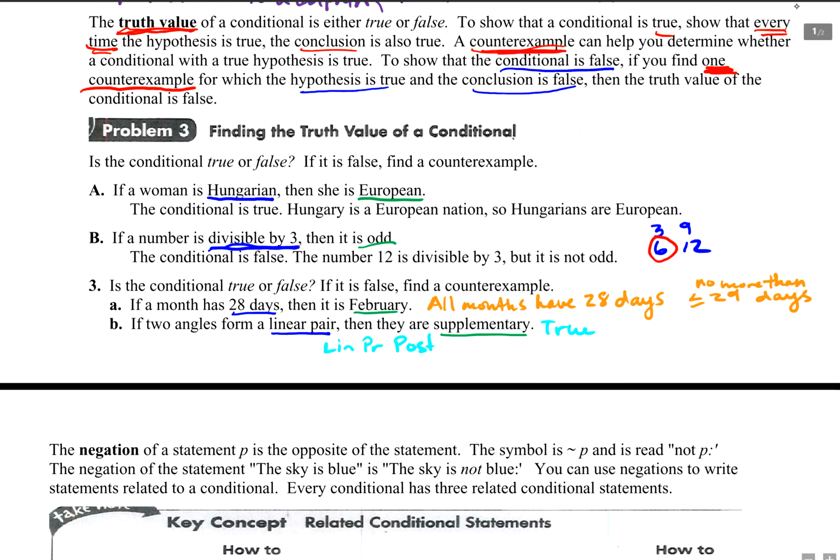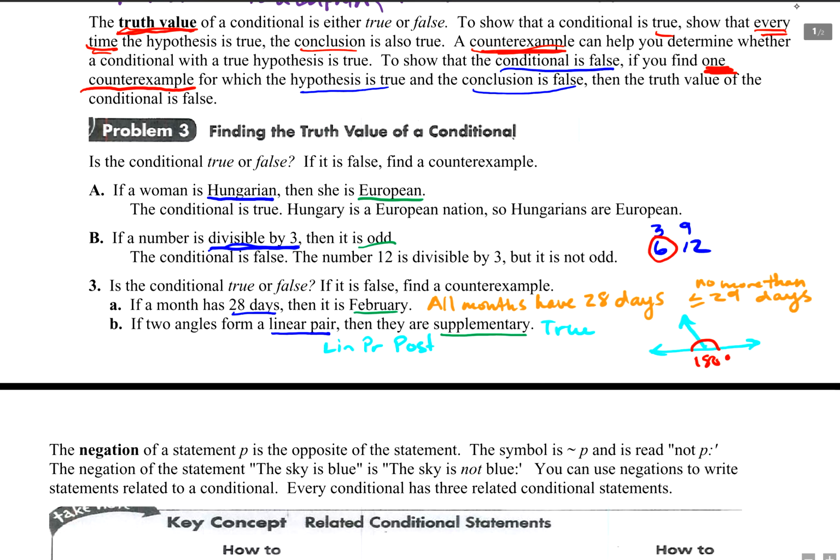And the second one, if 2 angles form a linear pair, then they are supplementary. That is true. We know that's true. It's our linear pair postulate. But you should think about all angles that form a linear pair. And what's the definition of linear pair? Adjacent and supplementary, right?